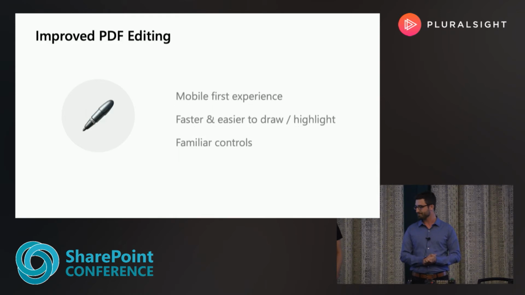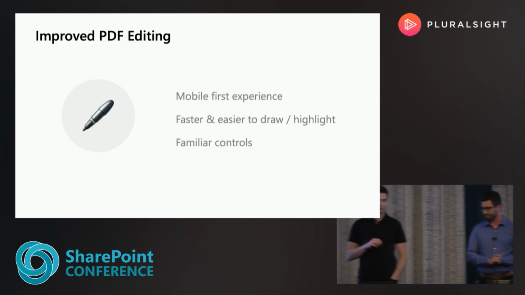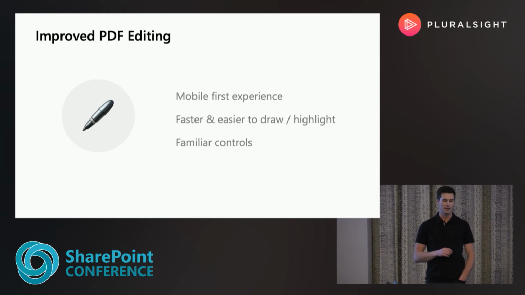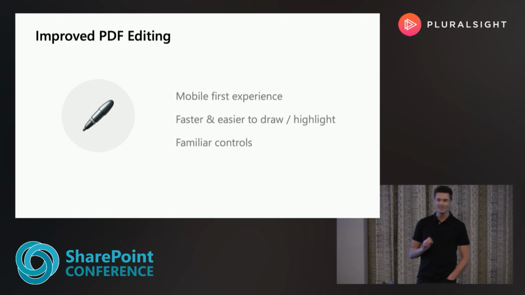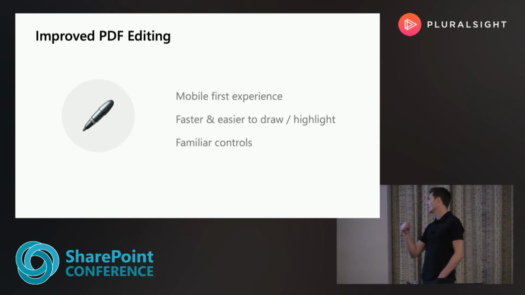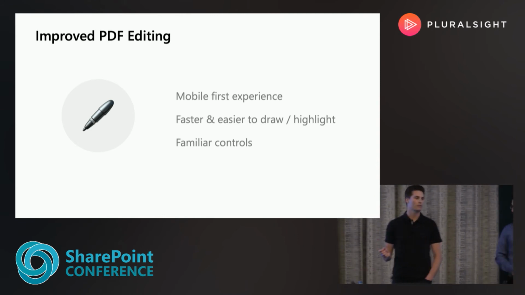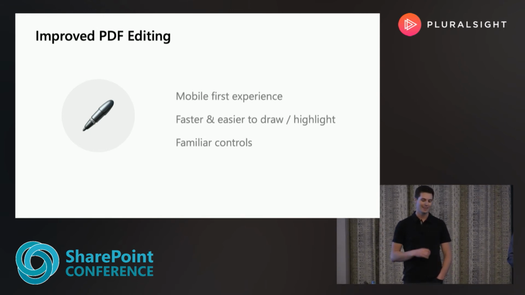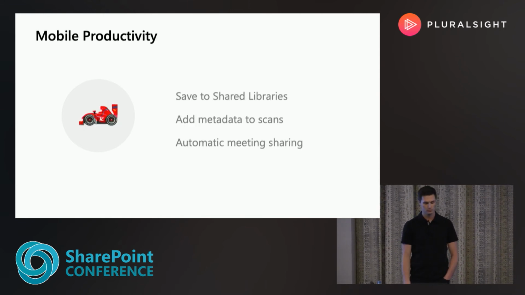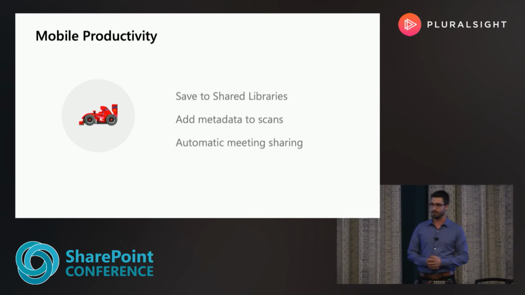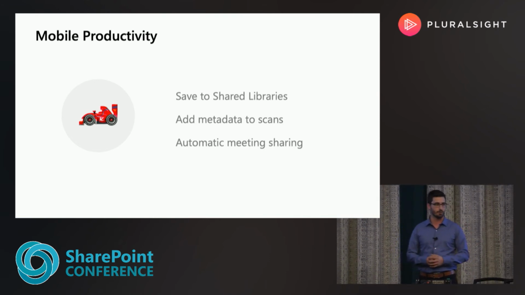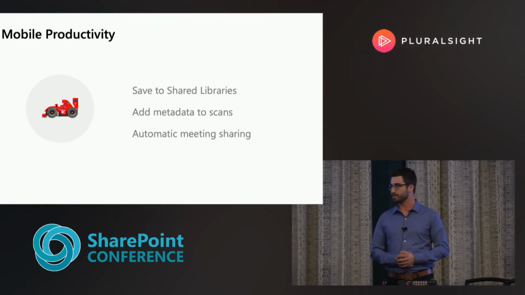The second thing we went through was our really new, really beautiful PDF editor. It's a truly mobile-first and mobile-born experience with faster and easier ways to draw, highlight, and erase your marks. We also brought in familiar controls that are pre-learned and just easier to use. Last, we covered a mobile productivity scenario, tying together a few different features in a way that shows we've really supercharged OneDrive to help you in the workplace. From the saving to shared libraries with custom configurations, the shared meeting, everything really comes together nicely.